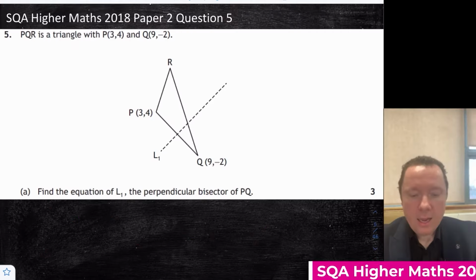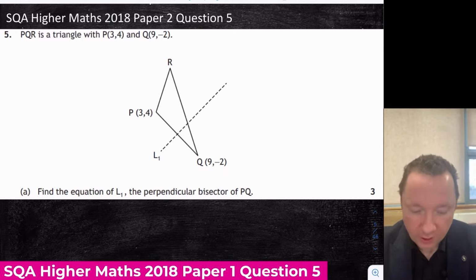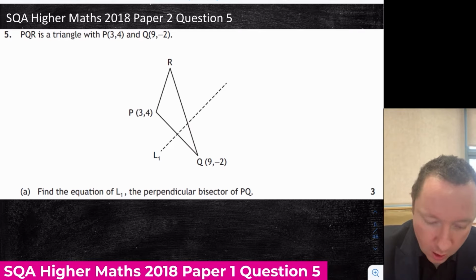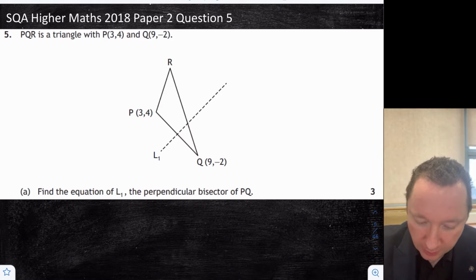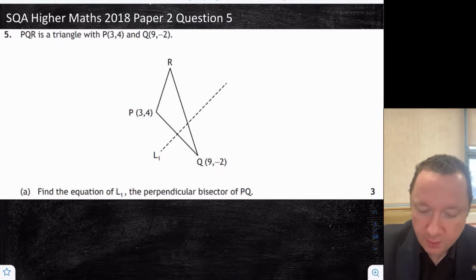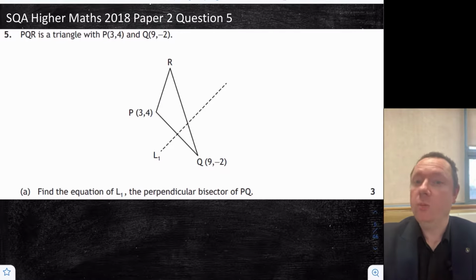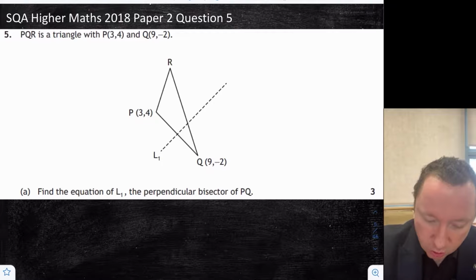And we're done there. SQA Higher Maths 2018, Paper 2, Question 5. PQR is a triangle with P(3, 4) and Q(9, -2) as shown. Find the equation of the perpendicular bisector of PQ. This is a circle question, but the circle part comes later. So this is straight line to start with.